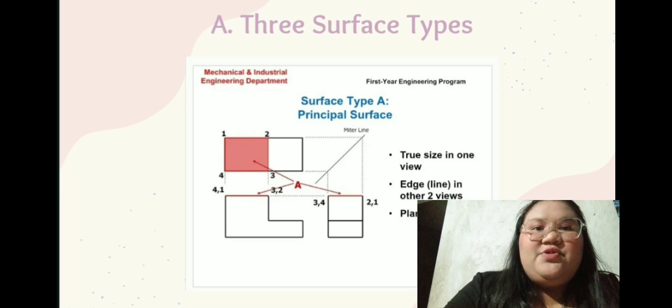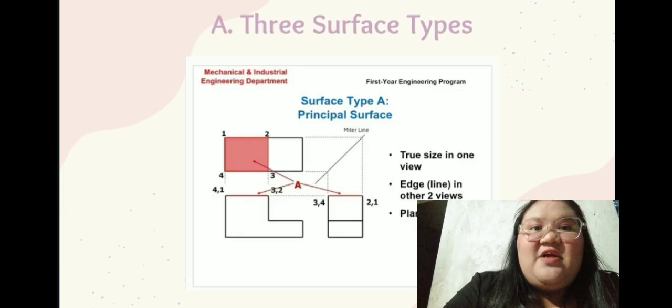The first type is surface type A, also called a principal surface, which is used in technical drawing and orthographic projection. The red shaded area represents surface A. This surface is shown in true size in one of the orthographic views, the top view in this image. The drawing shows three standard views: top view, front view, and side view. These views work together to show all details of the 3D object. In the top view, surface A appears in its true size, a full rectangle.